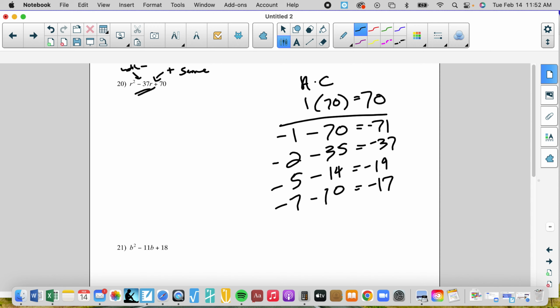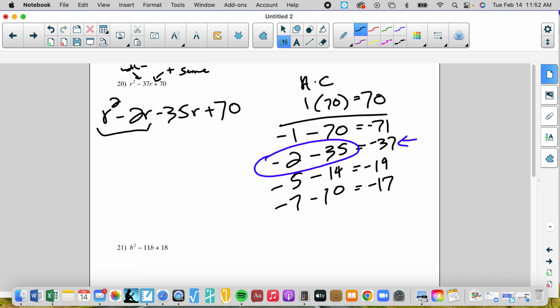I have negative 37, so I know that my inside and outside are going to be negative 2 and negative 35. So I'm going to rewrite this: r squared minus 2r minus 35r plus 70. And now I'm going to pair them. Factor by grouping. I have a common factor of r, and I have a negative as my first term, so I have to factor out a negative. And I'm going to say negative 7. Let's see. So 7, that gives me 5r, and that's minus 10. Okay, because I know 7 goes into 35 and 70.